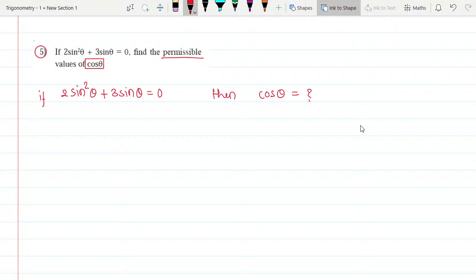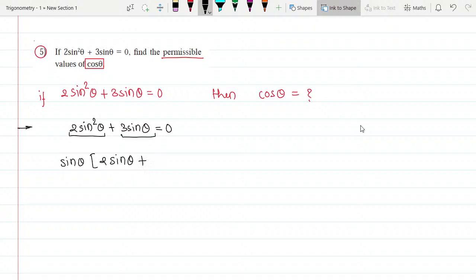Okay, now let's proceed with how to solve these types of questions. So 2 sin square theta plus 3 sin theta is equal to 0. From both terms I can take sin theta common. If I take sin theta common, what is remaining in the first term? There are 2 sin's here, I took out one sin, so one sin is remaining. So 2 into sin theta is remaining there, plus 3, because the sin theta was taken out, only 3 is left here. There is no sin now. So this is equal to 0.